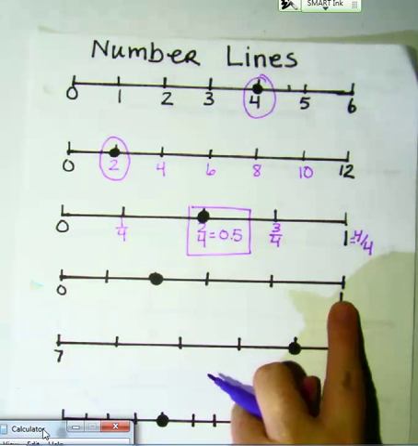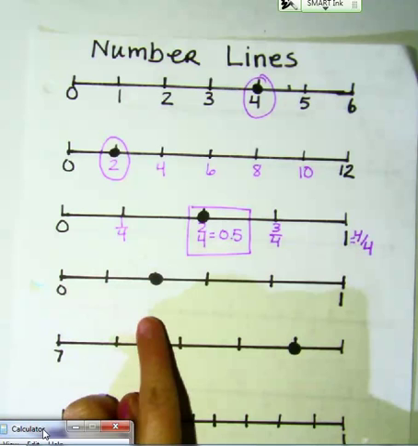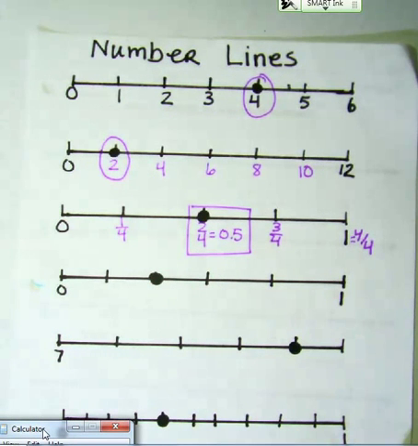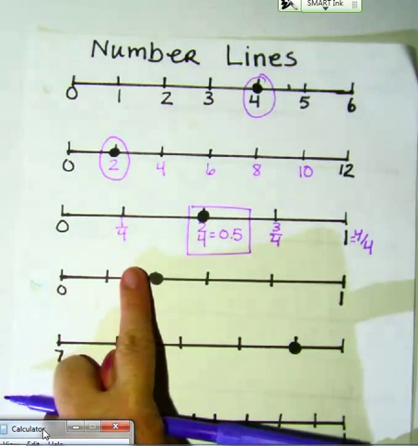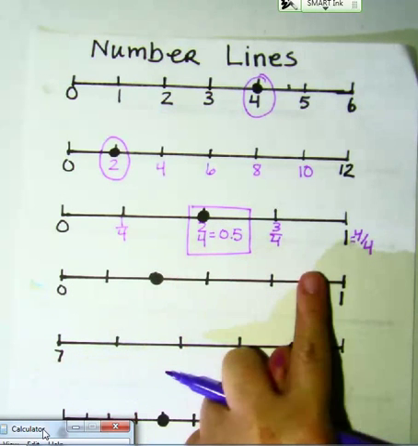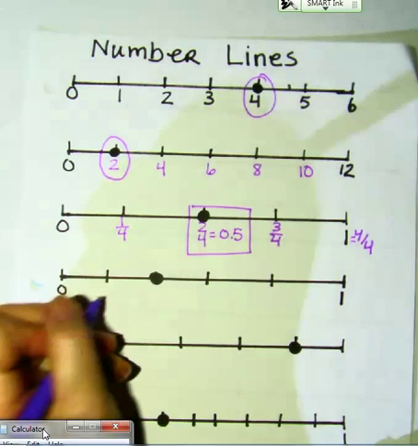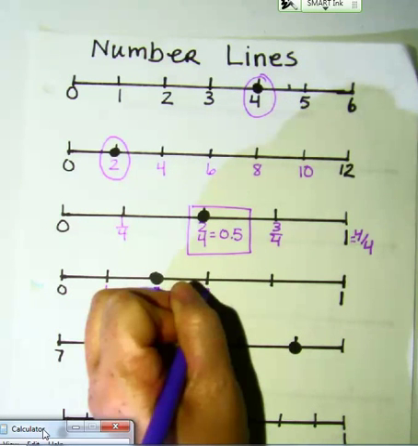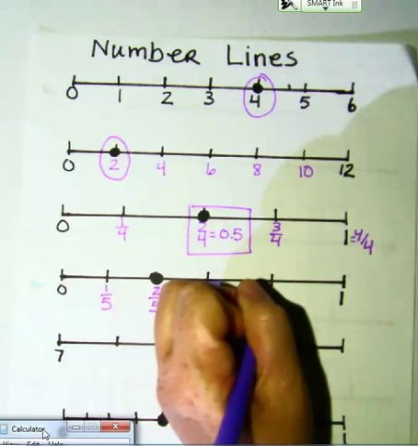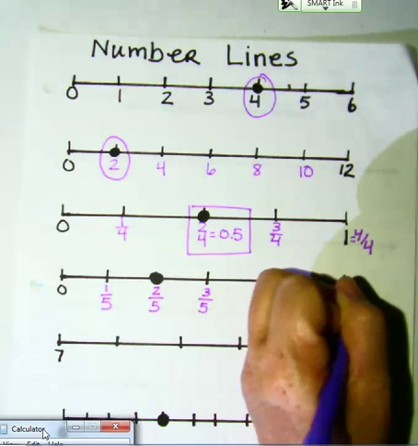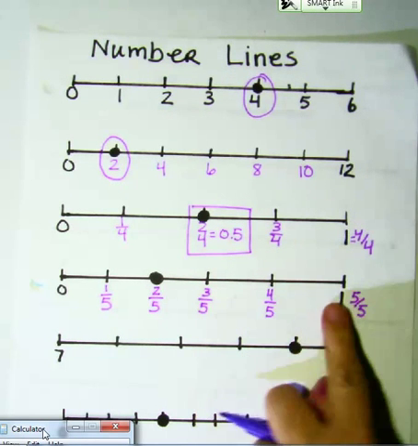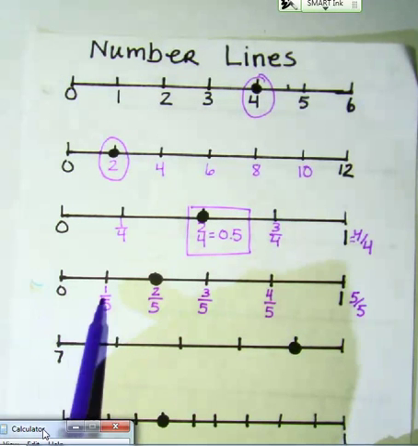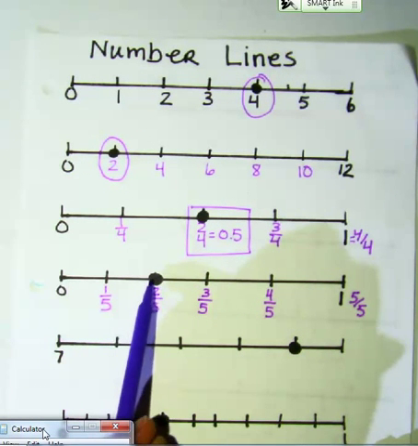0 to 1. So again, I know I can't count by ones. 1, 2, 3, 4, 5. So I'm going to have to use fractions. I have 1, 2, 3, 4, 5 sections. So this is 1/5, 2/5, 3/5, 4/5, 5/5. 5/5 equals 1 whole. So that works out perfectly. So my dot is located at 2/5.